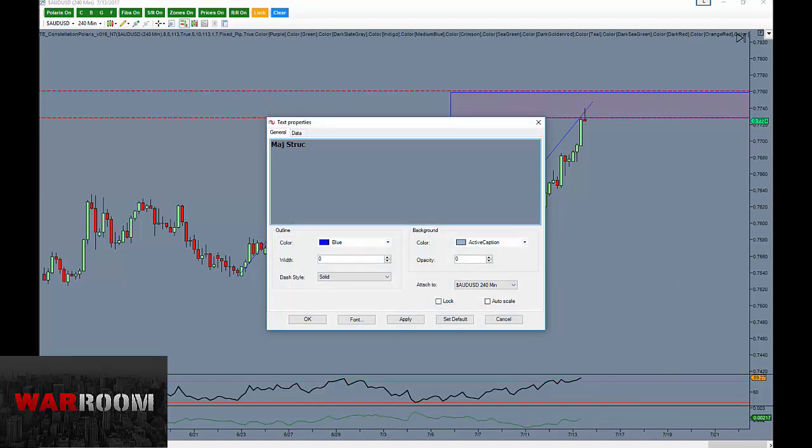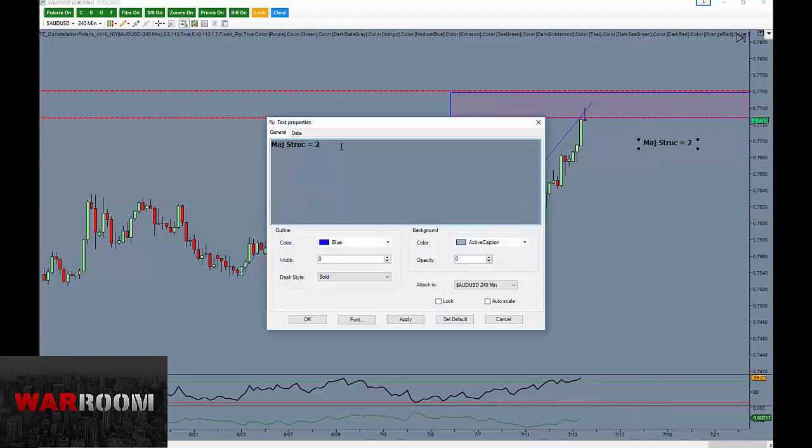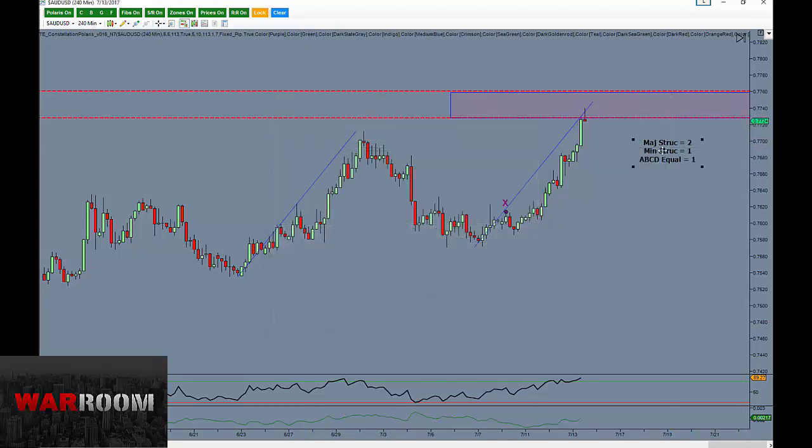major structure, 2 points, right? And we're going to give ourselves 2 points. We're then going to say we've got minor structure, 1 point. We've also got A, B, C, D, or equal measured move. We're going to give ourselves a point for that. And what we're doing, we're starting to build out a score. You can create a score that makes you ultra conservative and only involve yourself in the highest probability trading opportunities.